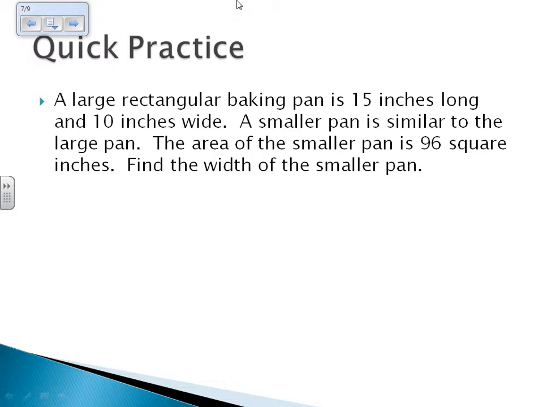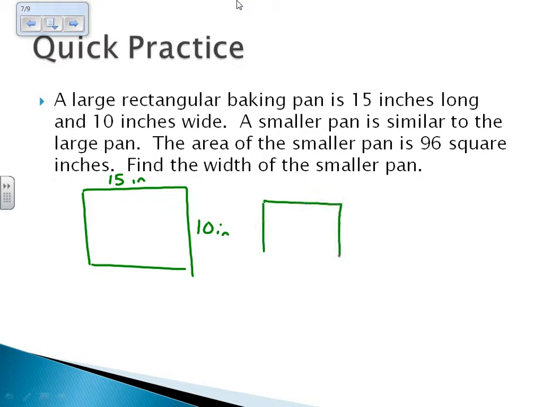Alright. Where should I start? Sarah? Draw them. So I have a large one. What are my dimensions on the large one? 15 inches by 10 inches. What else should I draw, Sarah? Smaller one. Got to be similar, so it has to look the same. What do I know about the small one? The area. So I can say the area is equal to 96 inches squared. Okay?